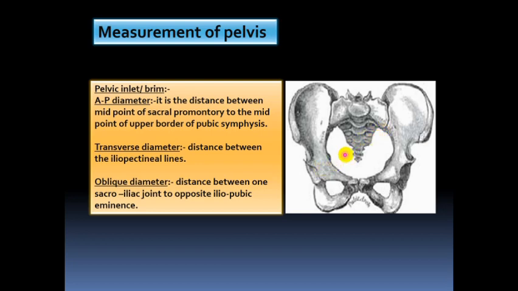These three diameters are important in assessing the adequacy of the pelvic inlet in any female, to confirm whether the pelvic inlet is adequate or contracted, and to exclude the possibility of cephalopelvic disproportion.